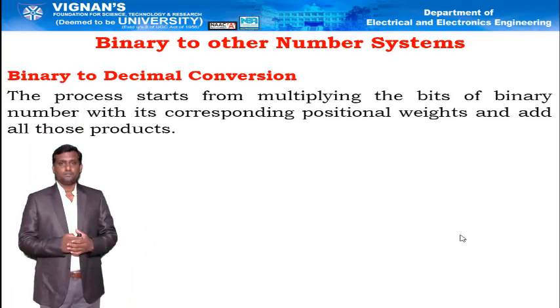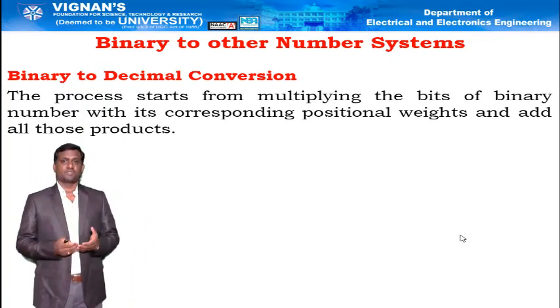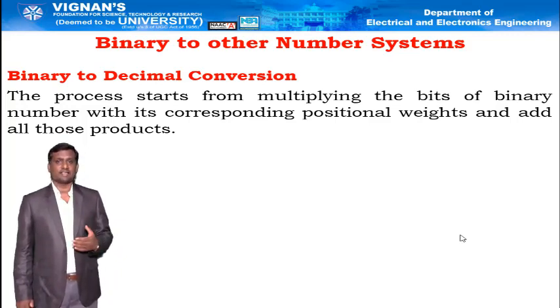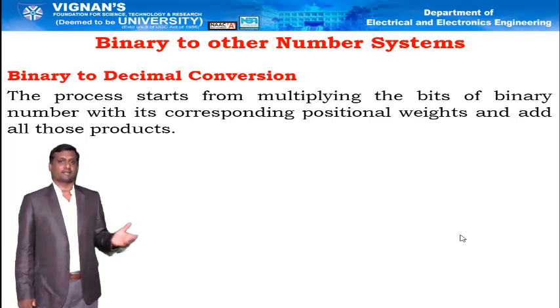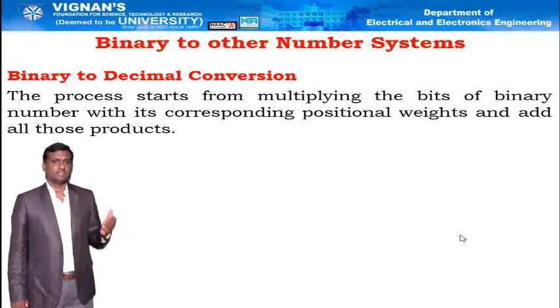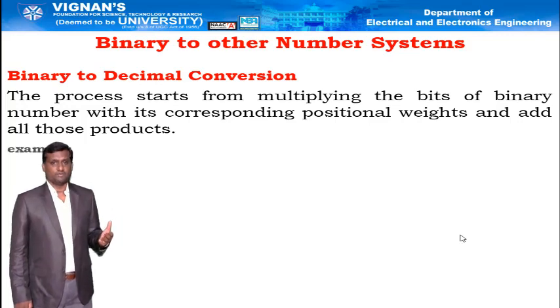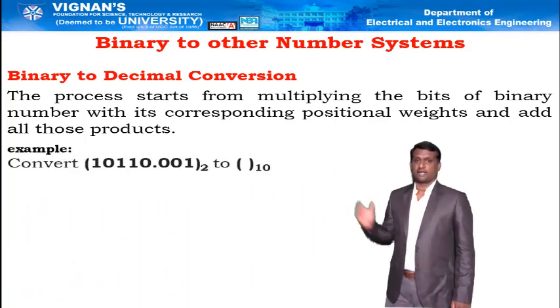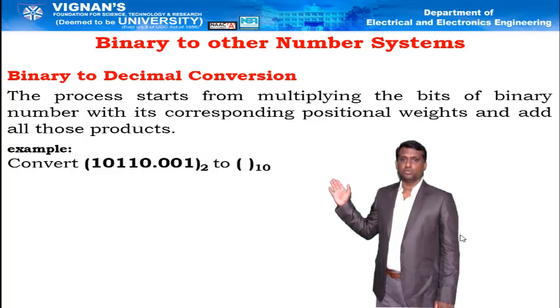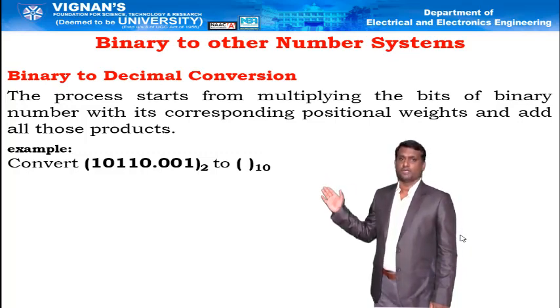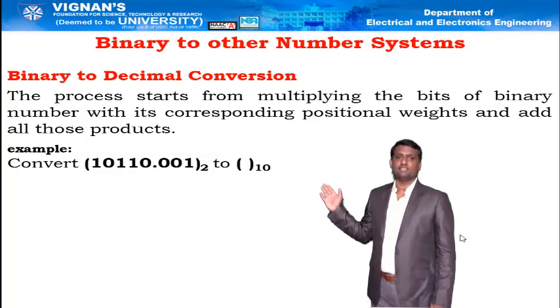The process starts by multiplying the bits of the binary number with their corresponding positional weights and adding all those products. This is the process of converting a binary number into a decimal number. Example: convert 10110.001 base 2 into decimal, that is, base 10.